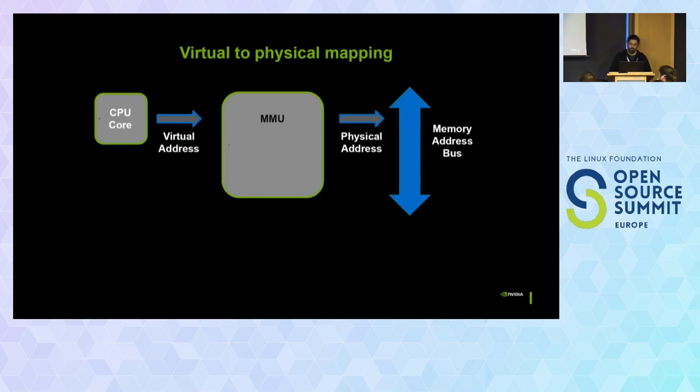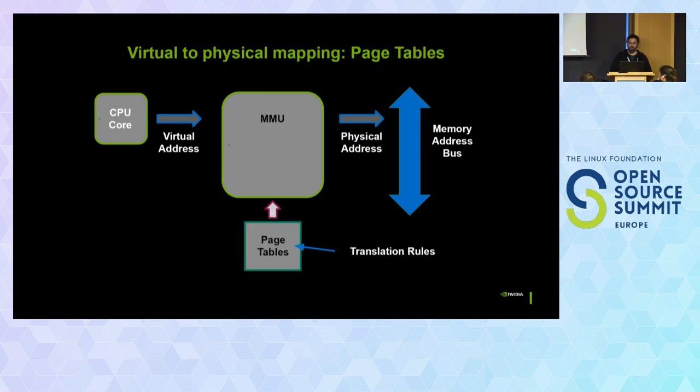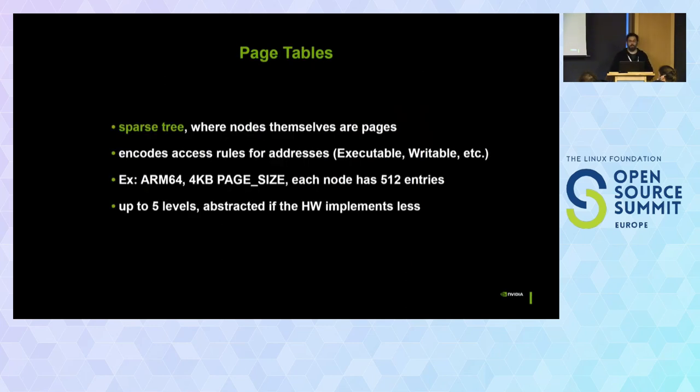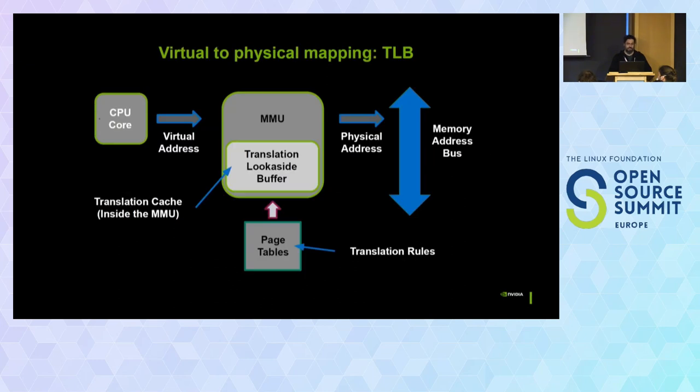Still looking at it, but from a slightly different angle: since I mentioned this translation process, the translation happens through the page tables, which are a way of implementing translation rules. A page table is nothing more than a sparse tree, and each node of this tree is a page in itself. It also encodes those properties like can I execute it, can I write it, can I read it. Linux supports up to 5 level page tables at the moment. Not all hardware does. In that case, Linux has a means to collapse them. So going back to the MMU, since it performs this translation, it contains a cache inside, which is the translation lookaside buffer, or TLB.